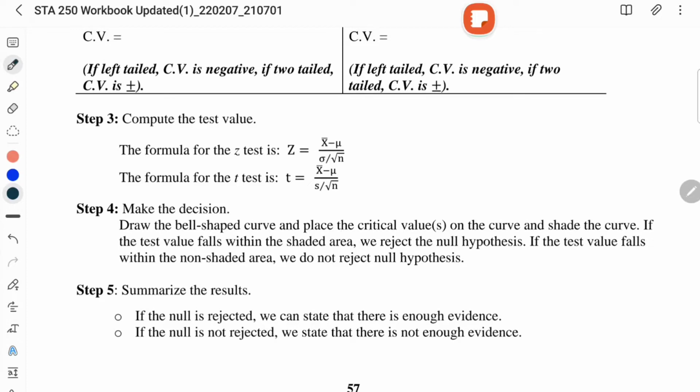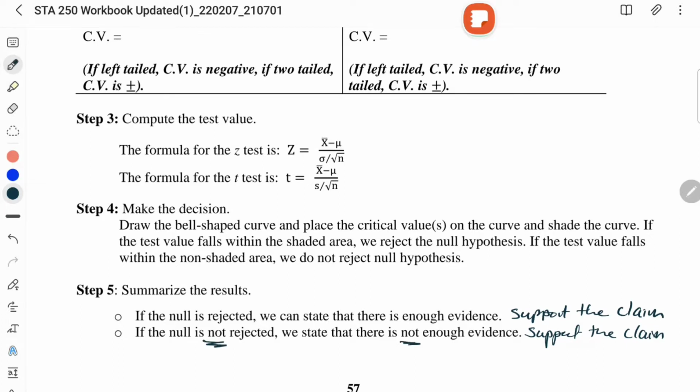If the null is rejected, we can state that there is enough evidence, usually to support the claim. And if we do not reject the null hypothesis, there is not enough evidence to support the claim. So look here. If the null is not rejected, there is not enough evidence.